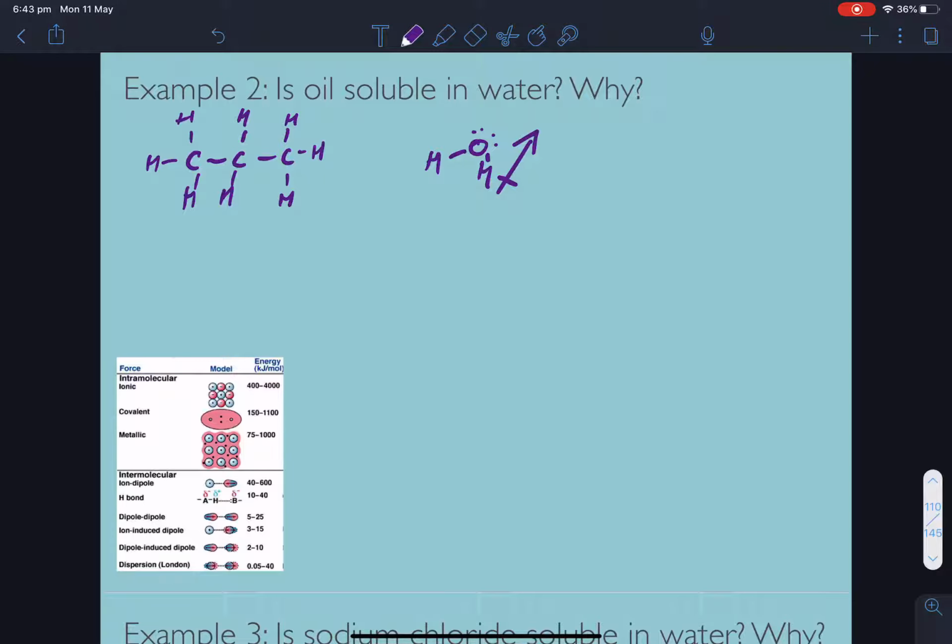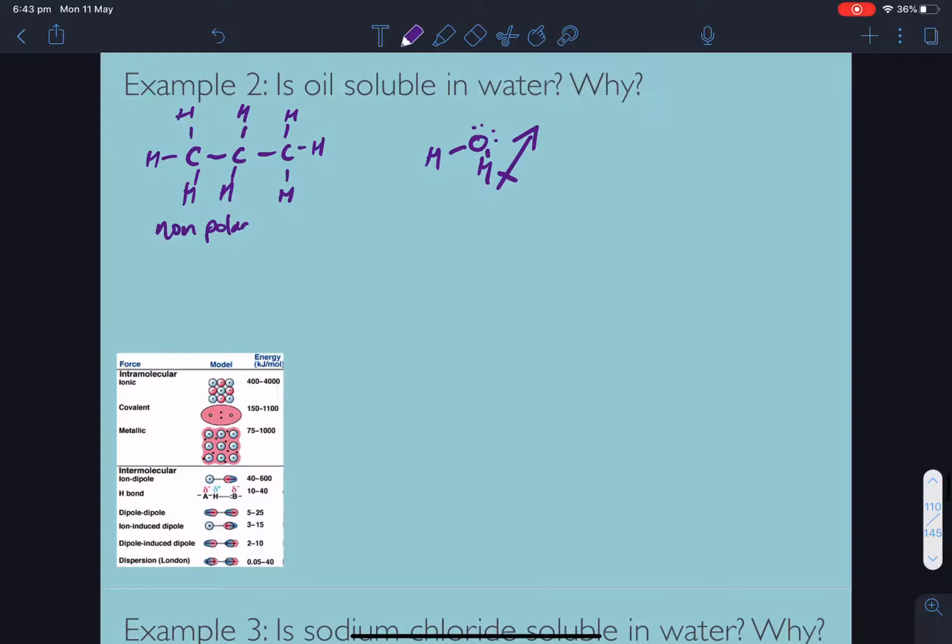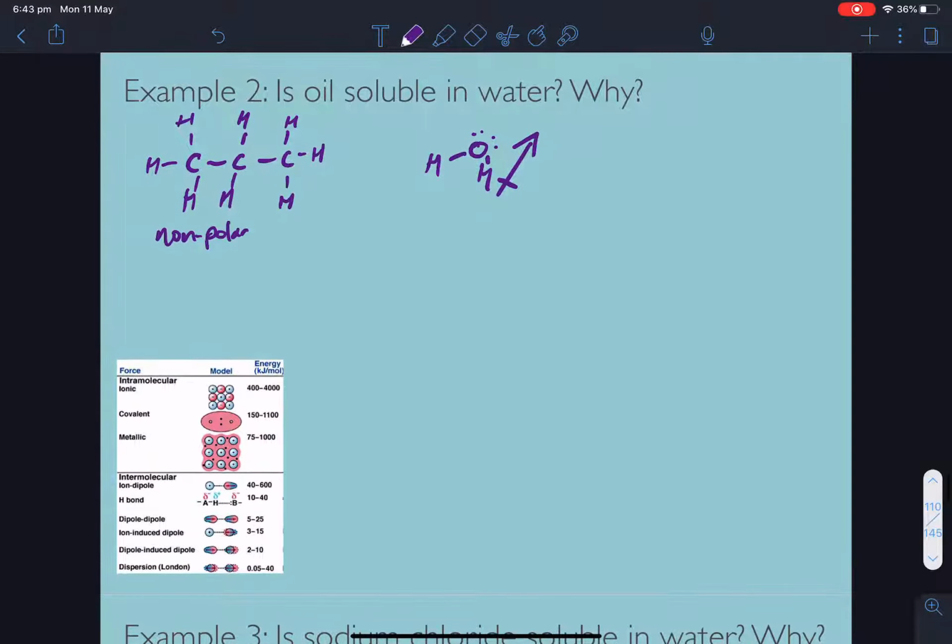It just consists of carbon to carbon bonds, which of course will be non-polar because there's no electronegativity difference between carbon and carbon. And the carbon-hydrogen bond is non-polar as well because there's very minimal difference. So an oil molecule is non-polar because there are no polar bonds in it altogether. So we have no polar bonds in a molecule, therefore the molecule's non-polar. So we've got a polar molecule with water.